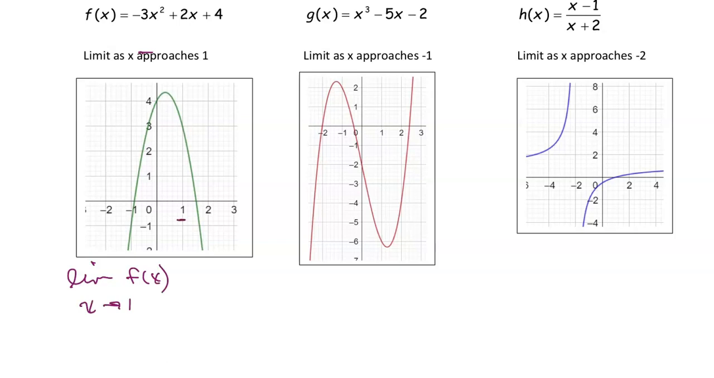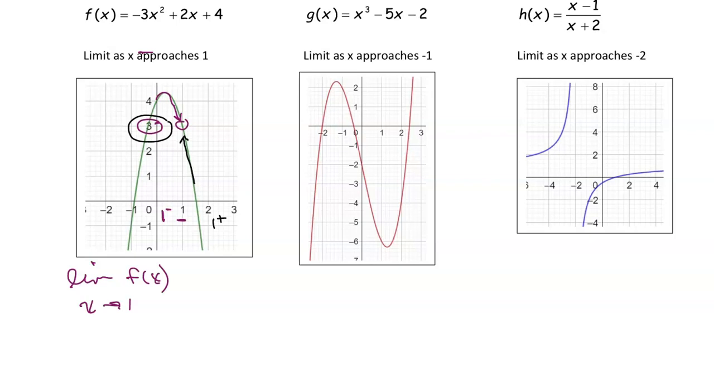Okay, so here's where the 1 is. Let's approach from the less than 1 side. So you're coming this way, and you're trying to approach this value here. As I get closer and closer from the left, I approach 3 for the y value. Remember, the y value is your limit. Let's go the other way. Let's approach it from the more than 1 side. You're going to climb up this curve, and you're still approaching 3.